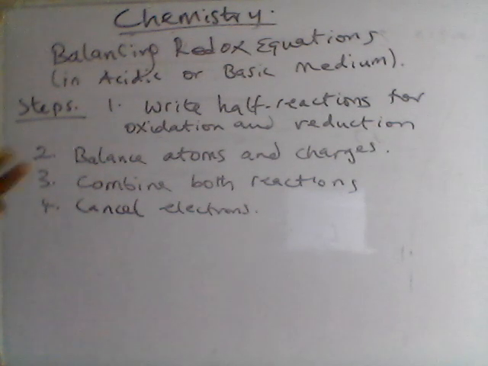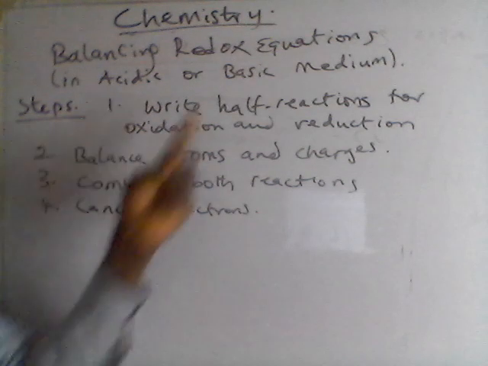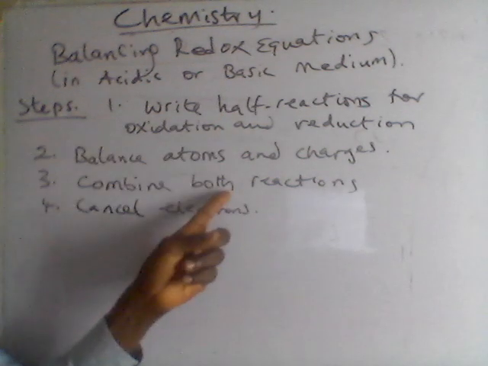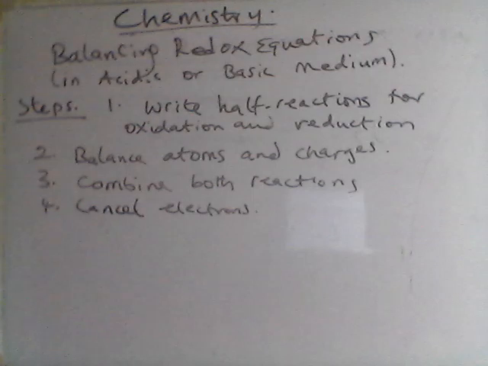Secondly, you balance the atoms and the charges. Make sure that the atoms and charges are balanced on both sides of the equation. Then thirdly, you combine the reactions. You would have written the half reactions first. You combine the reactions and you cancel all electrons. Then you get a balanced form. So we're going to quickly apply this in an example. Take note of these steps while we look at how to apply them.